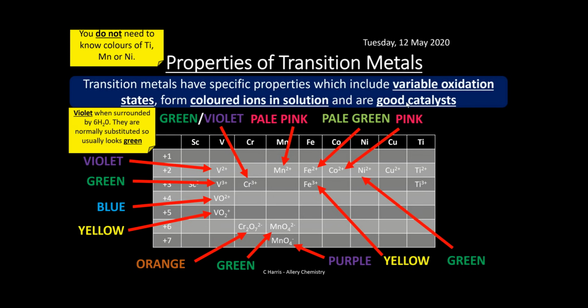It's definitely not copper. Nickel 2 plus, as I say, you don't need to know the nickel ones or the manganese ones, but it's just there for your reference. It's green. Copper is a pale blue colour, and obviously you've got your titanium ones such as purple and violet, but you don't need to remember those colours. So it's just the ones that you can see there, apart from titanium, manganese, or nickel. You don't need to remember the colours of those, so it's not the full amount, but it gives you an idea. You can see the variety of colours that these transition metals provide.